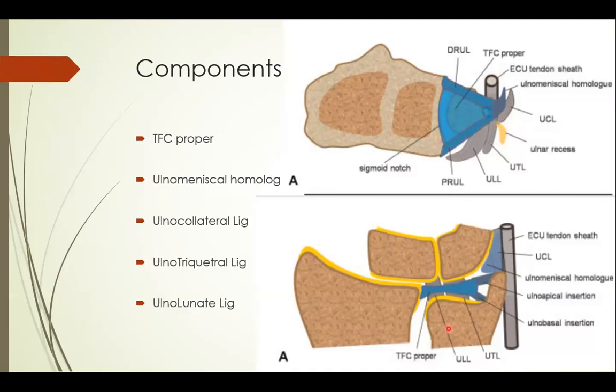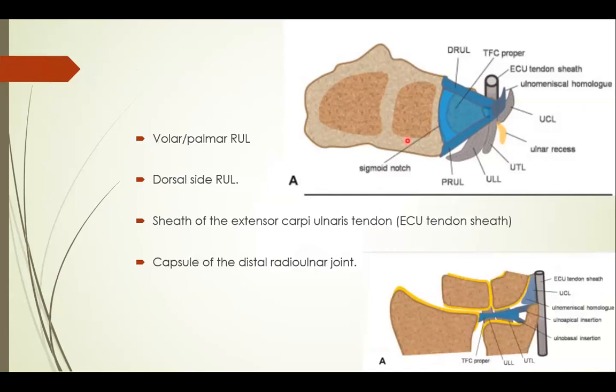Coming to the coronal section, you can see the ligaments between the ulna and the carpal bones, the ulnolunate ligament and the ulnotriquetral ligament. You can see the structure with the biconcave disc formed by the TFC proper and its attachments to the margins of the ulna. Again, the second most important structure is the dorsal radioulnar ligament and the palmar radioulnar ligament, and the sheath of the ECU that's already mentioned, and it's completely enclosed by the capsule of the distal radioulnar joint.